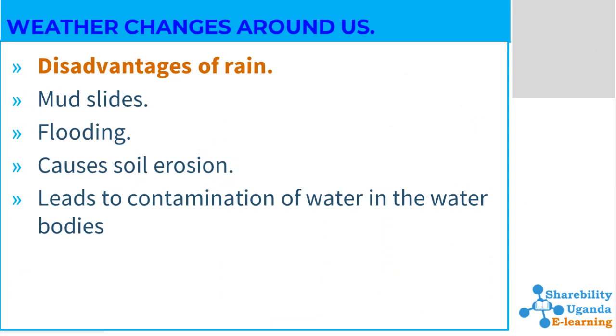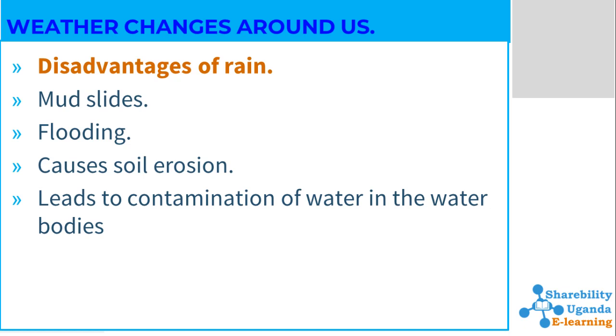Disadvantages of rain. However much rain is so good, it has a few disadvantages to human beings. It causes mudslides, which in some instances lead to the death of animals and human beings. It causes flooding, which hinders transportation and also business. It causes soil erosion. We know soil erosion. Sometimes soil erosion can wash away the roads, which also hinders transportation and movement of our goods.